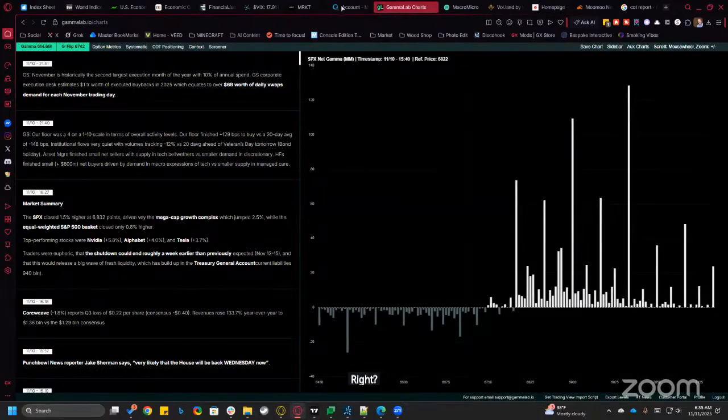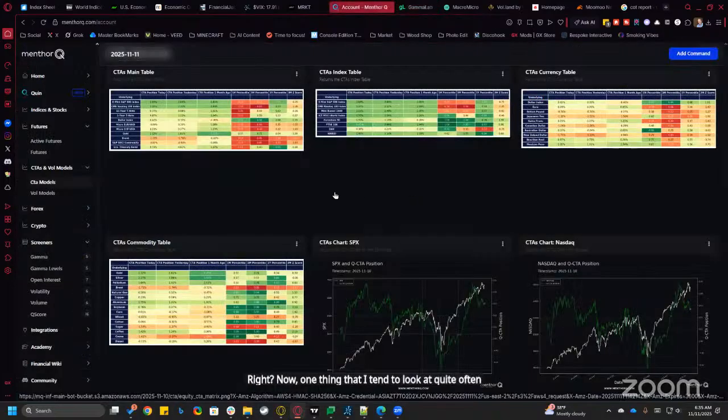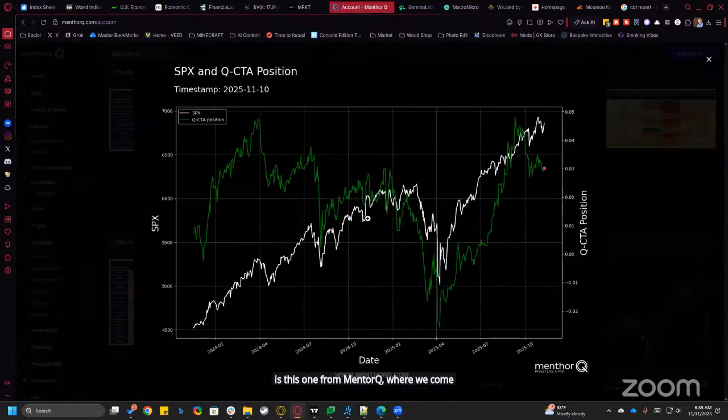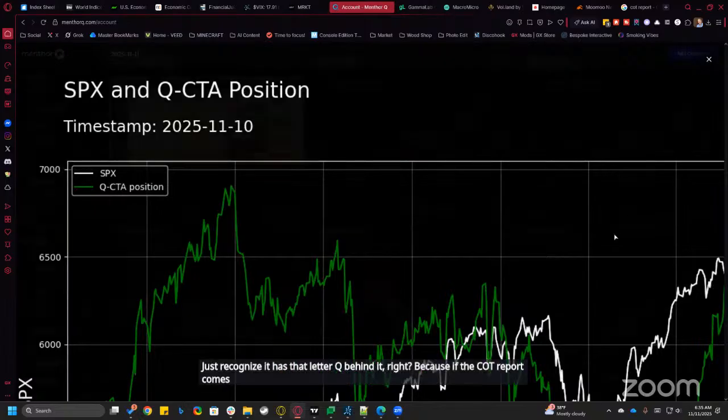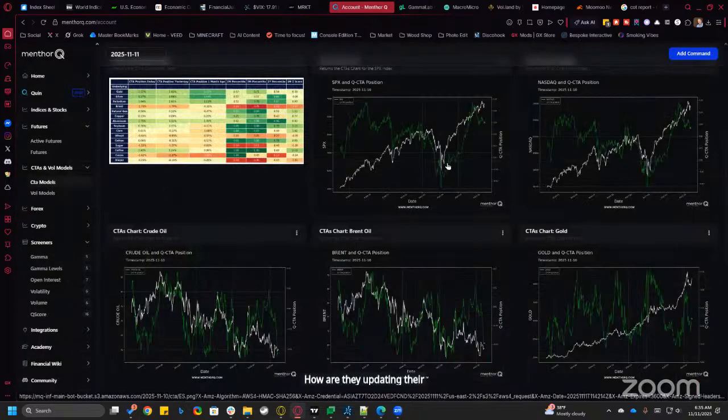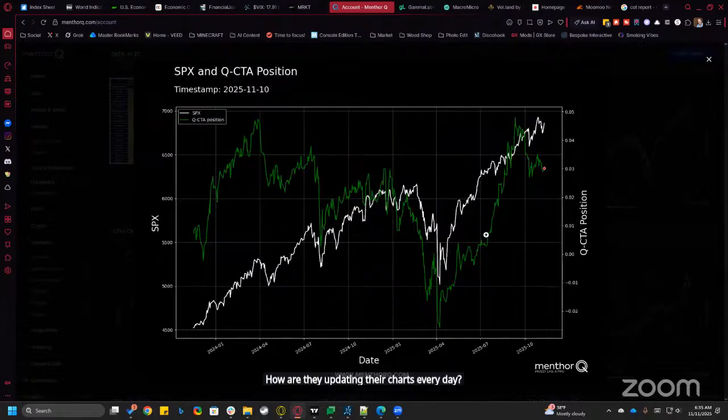Now, one thing that I tend to look at quite often is this one from MenthorQ, where we come in and we look at the CTA position. Just recognize it has that letter Q behind it, right? Because if the COT report comes out once a week, how are they updating their charts every day? Huh? Bueller, Bueller. I don't know, right? Like, they're not going to give us the secret sauce.